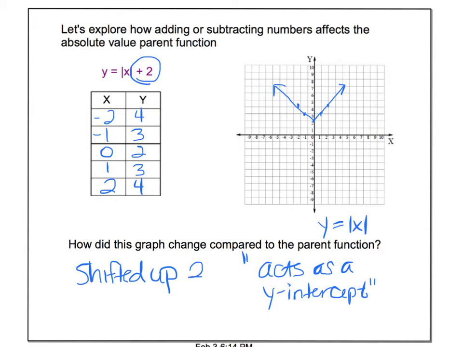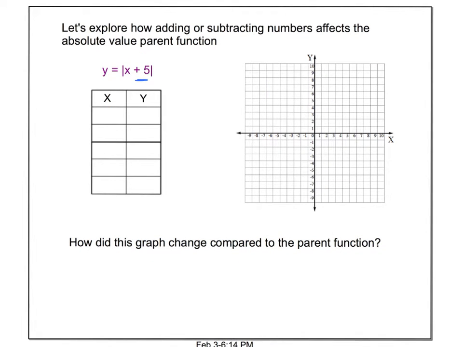But what if the number we're adding or subtracting is on the inside of the absolute value? That changes things completely. So let's discover what's happening here. And I'm going to give you your input values on this one because I already know how it's going to behave, and I want to make sure that you see it on your grid.